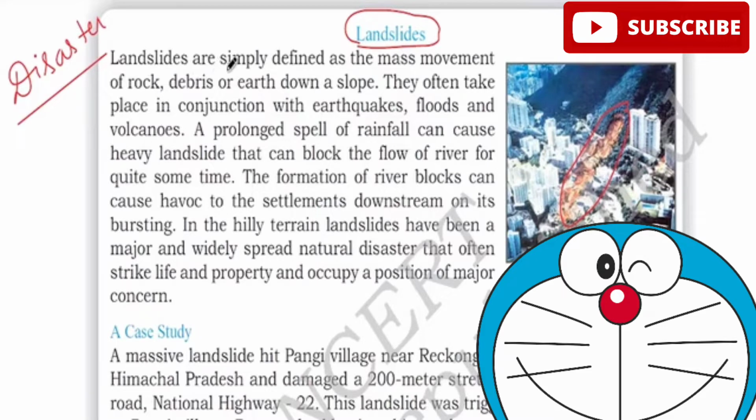Here, landslides are simply defined as the mass movement of rock, debris or earth down a slope. They often take place in conjunction with earthquakes, floods and volcanoes. The reason for this is, wherever you have earthquakes, there will be shakes, even mountains and all will shake. So if you have rocks, soil or any other particle, that will also come down. This is one reason. Second important thing, we are talking about floods. Whenever water is mixed with the soil and other things, usually there is a tendency for water to come down or particles to come down.